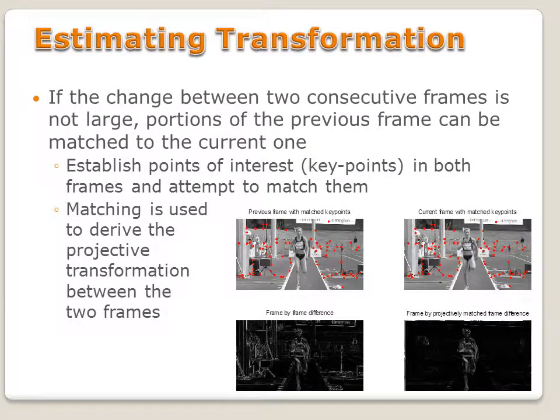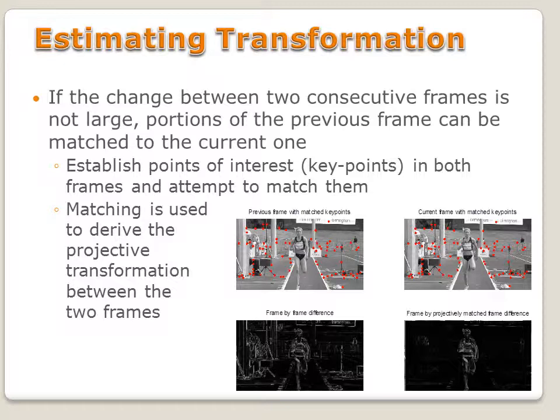If the change between two consecutive frames is not large, portions of the previous frame can be matched to the current one. We can establish points of interest, key points, in both frames and attempt to match them. Matching is used to derive the projective transformation between the two frames. In this example, you see the two frames of interest and the key points in each of the two that are matched together.